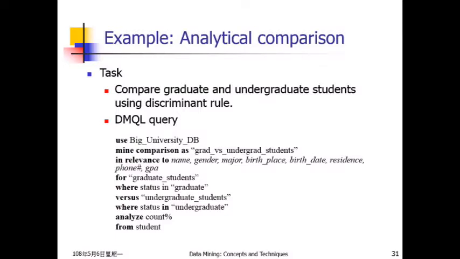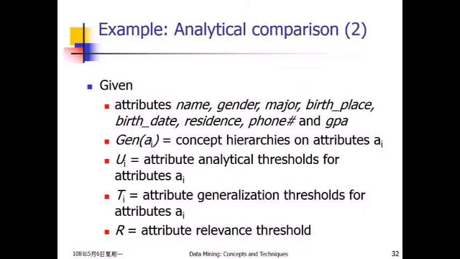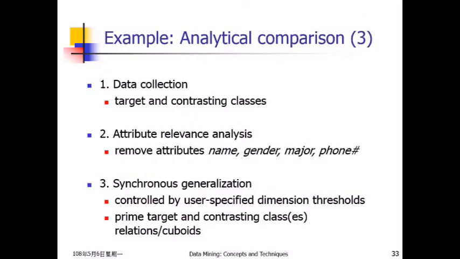And then we try to analyze what's the percentage of the students that are graduate, and what's the proportion for those students that are undergraduate. Okay, so that's from the traditional data mining query language. Okay, so from here, now you can find what's the percentage. And then, of course, as we just mentioned, from the data, you can split them into the target and the contrast classes.